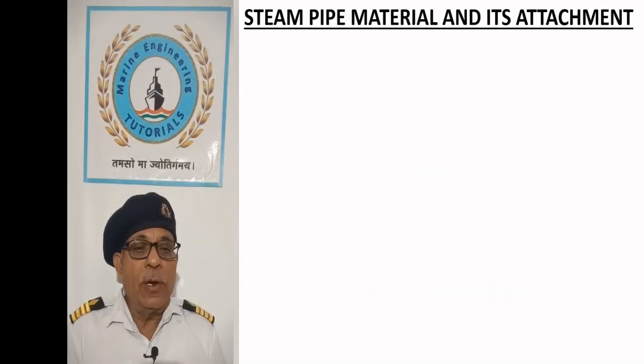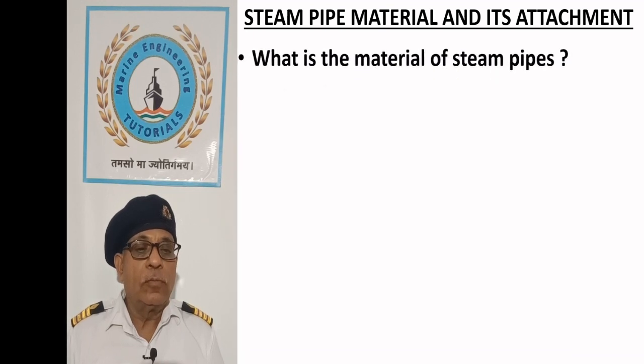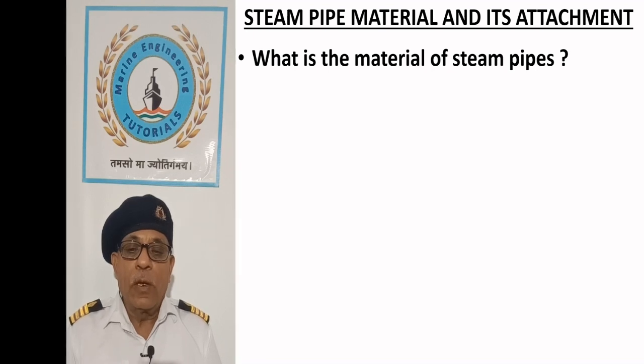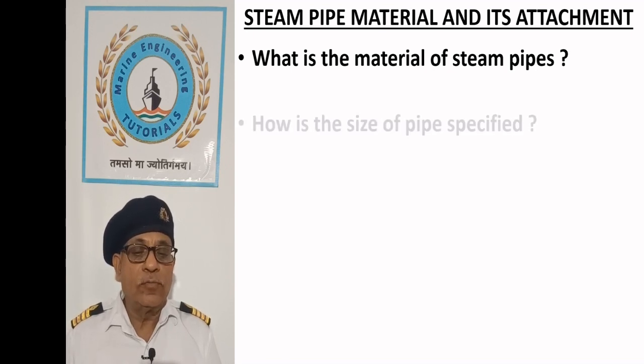Steam pipe material and its attachment. What is the material of steam pipes? Steam pipes are made up of carbon steel conforming to Japanese Industrial Standard G3456 or equivalent standard. These are suitable for temperature up to 350 degrees Celsius. Copper tubes are used for trace heating purpose.